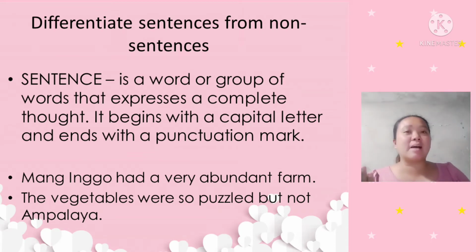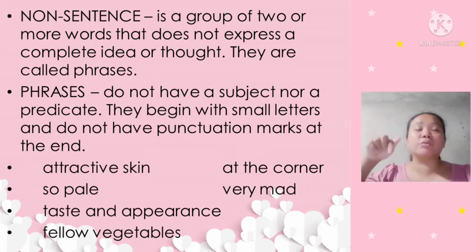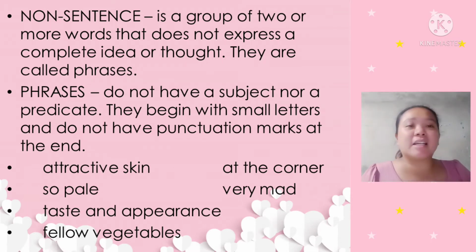Okay, so this is the example of sentence. What about non-sentence? A non-sentence is a group of two or more words that does not express a complete thought. It's incomplete, okay po? And it is also called a phrase. The examples we have here are: attractive skin, so pale, taste and appearance, fellow vegetables, at the corner, and very mad. Look at the starting letter of our non-sentence. It starts with a small letter and there's no punctuation mark at the end.